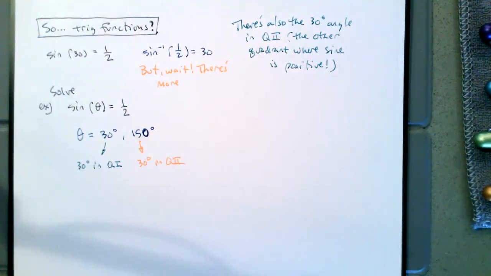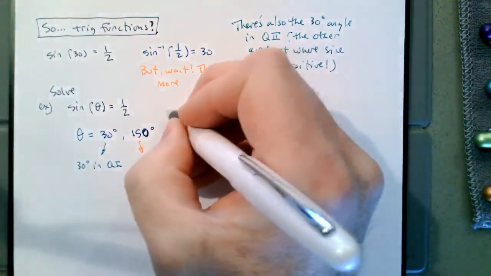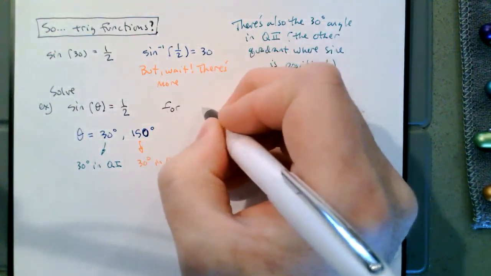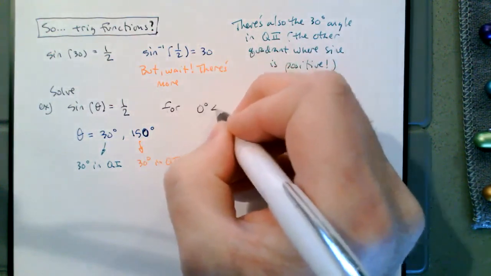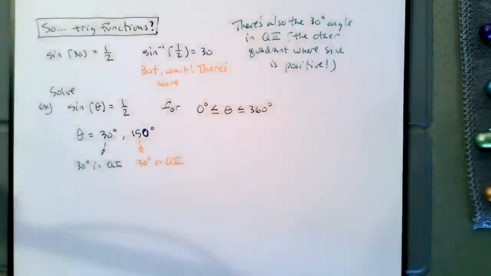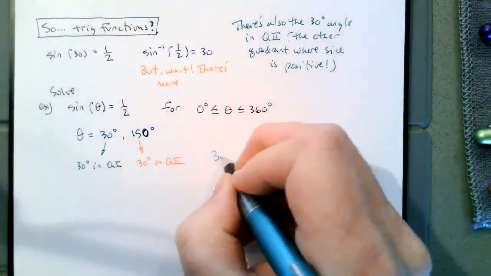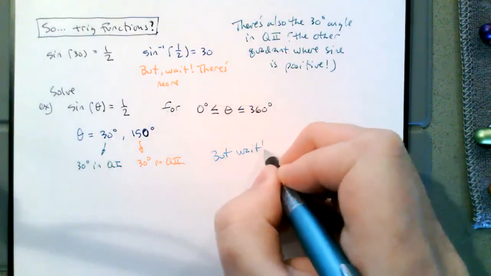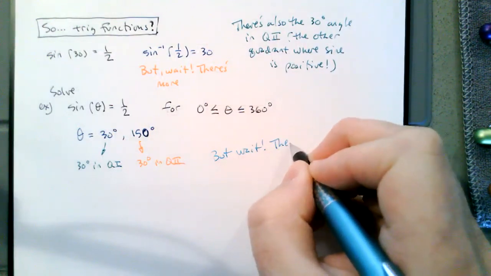Now this is if I asked you to solve this equation for theta between 0 and 360, because we know that before 0 and after 360, sine just repeats. It just makes a copy of itself. So this is the equation for theta between 0 degrees and 360 degrees. Because it gets even further, but wait, there's even more.